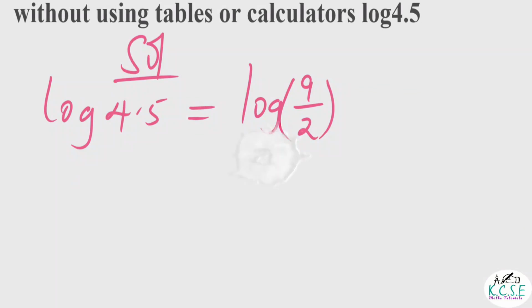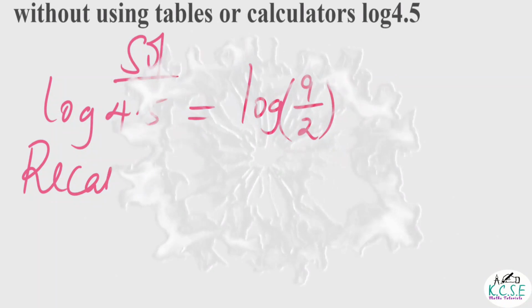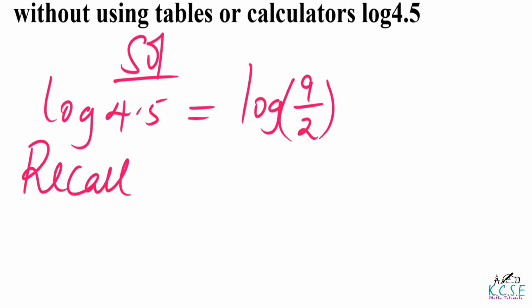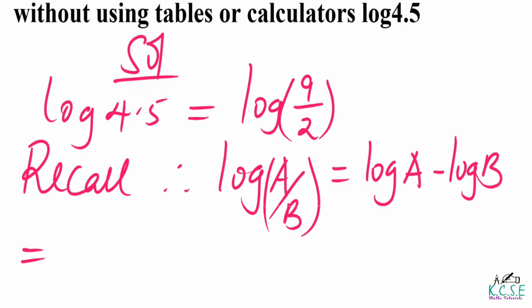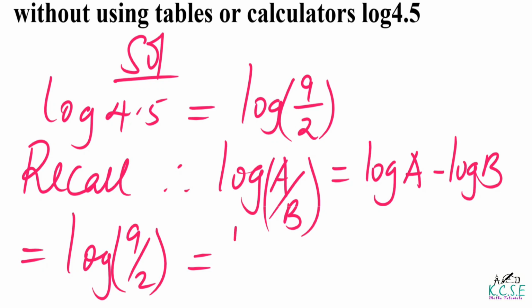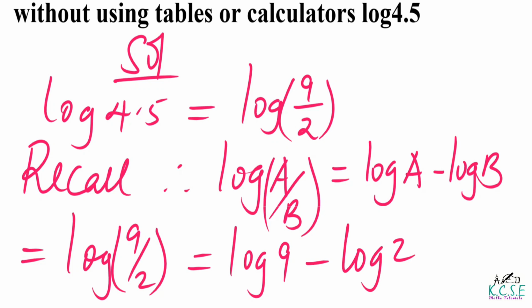Another important thing that we need to recall is this rule of logarithm, which states that when you're given log of A divided by B, this is equivalent to logarithm of A minus logarithm of B. So if we apply this in this question where we have logarithm of 9 divided by 2, this will therefore be logarithm of 9 subtract logarithm of 2.